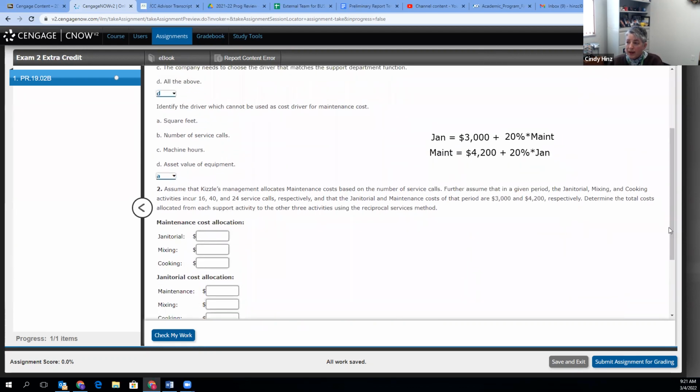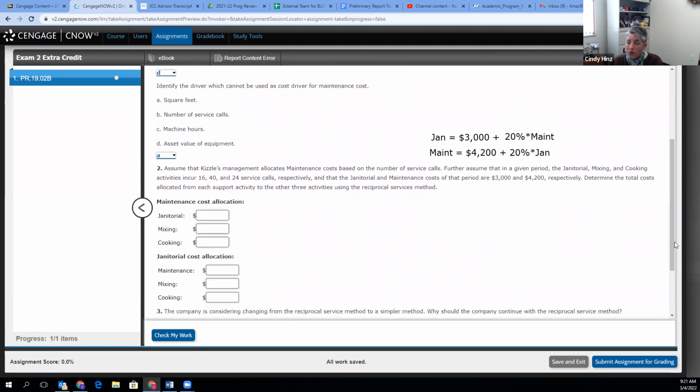So what we need to do next, and I'm going to ask you to try this on your own, is solve this system of equations by plugging one into the other, because we can't solve our system with 2 variables. So what I would suggest you do is take this and plug it in for this maintenance, and then simply solve for janitorial, and then you can plug that number back in and solve for maintenance, and then you're ready to do the allocation.